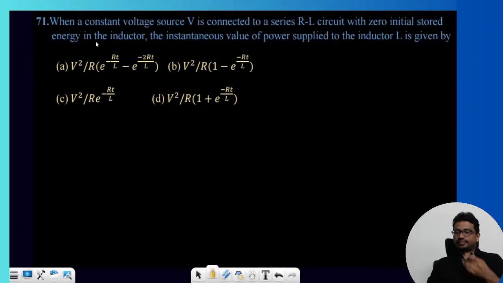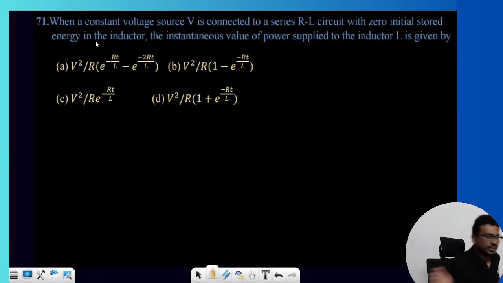Next one. Now see the next one. When a constant voltage source V is connected to a series RL circuit with zero initially stored energy in the inductor, the instantaneous value of power supplied to inductor is given by. What is the instantaneous value of power supplied to the inductor? We'll try it one minute.